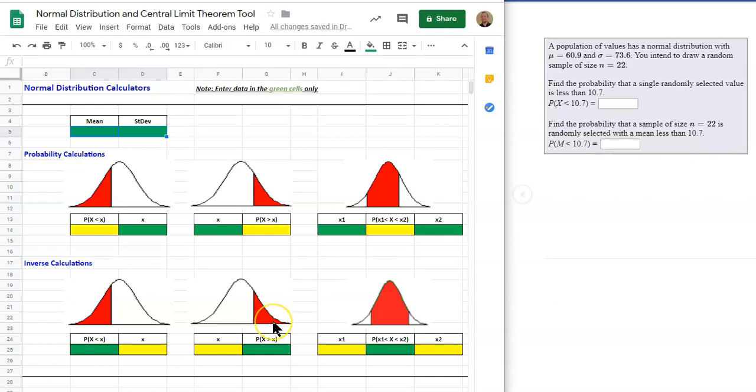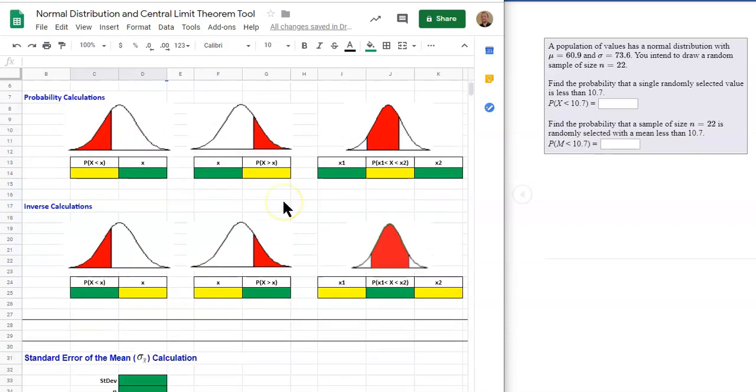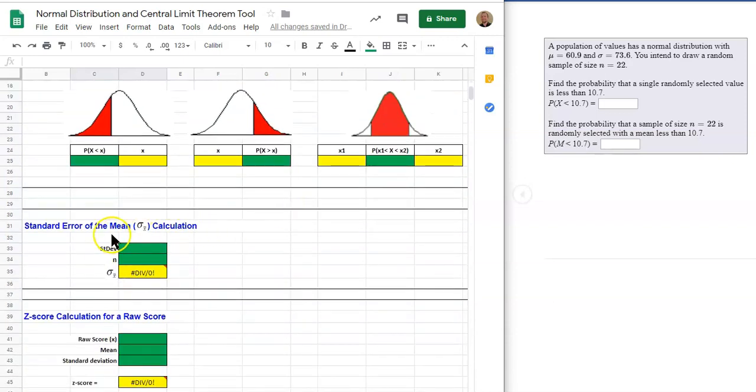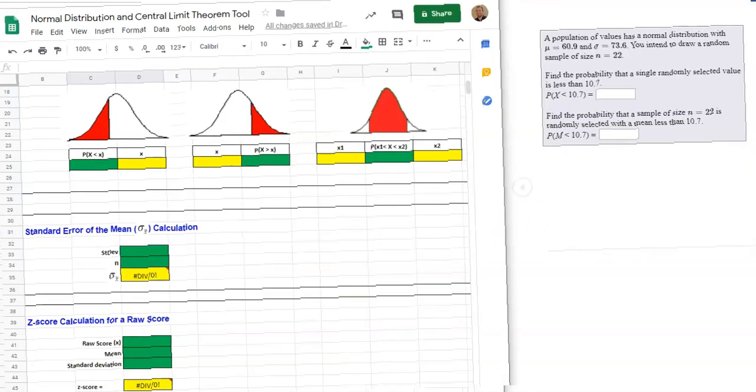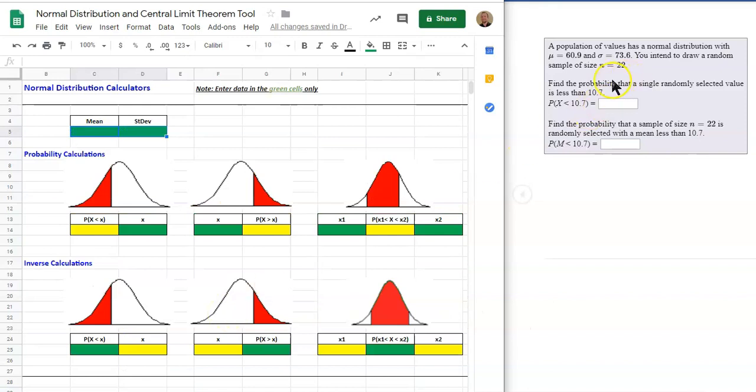In this video, we'll be looking at the normal distribution and central limit theorem tool. Specifically, we're going to be comparing the probability calculation to a standard error of the mean calculation probability problem. So let's get started.